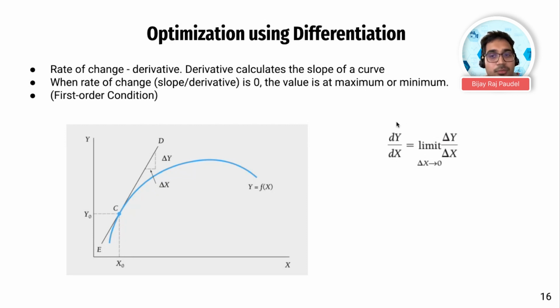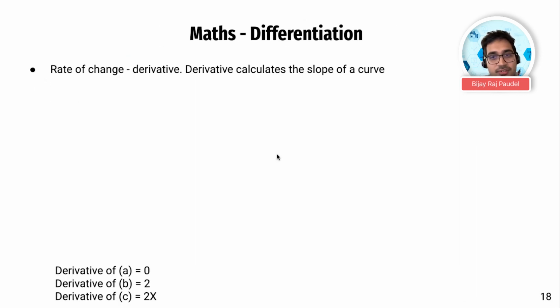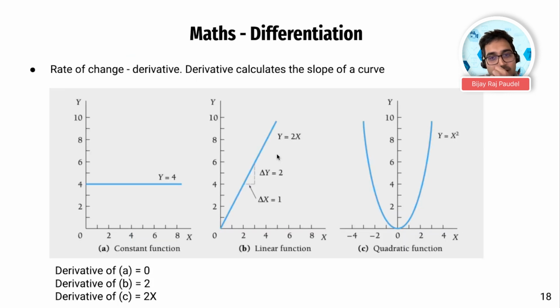One formula, which the screen shows, is the mathematical definition of the derivative. This condition that says something is maximum or minimum when the slope is 0 is also called the first order condition. There are some formulas here for reference if anybody is interested, but I'll skip that.